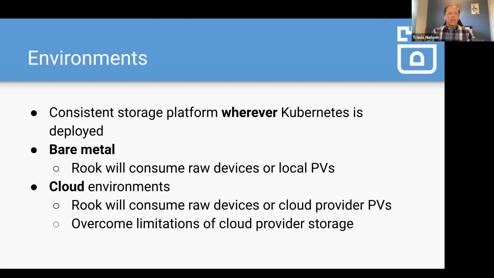But even in cloud environments, we found pretty quickly that there are limitations of those storage providers, whether it's the number of PVs per node or the speed of the PVs being limited by small sizes. Rook can overcome those, and also allow storage across AZs, so you can work well with cloud providers too.